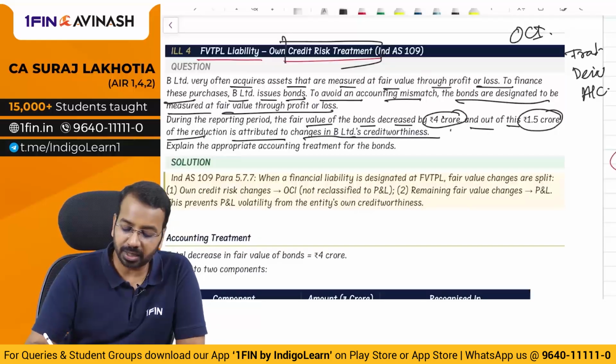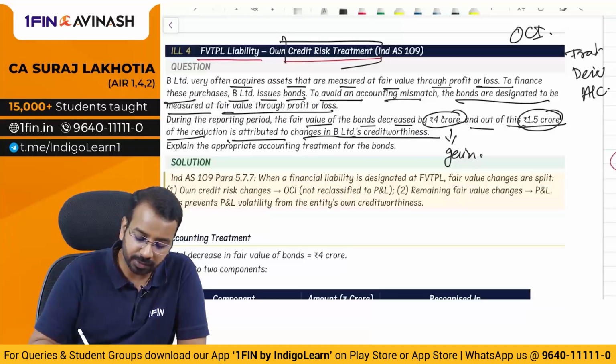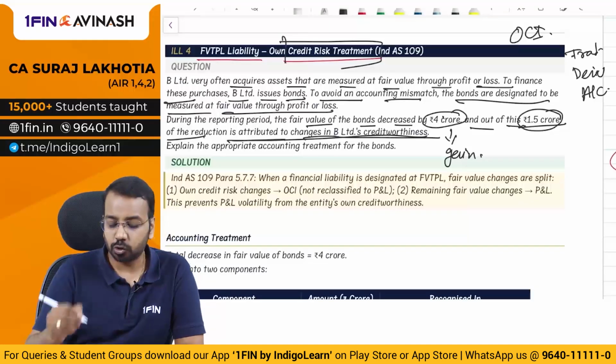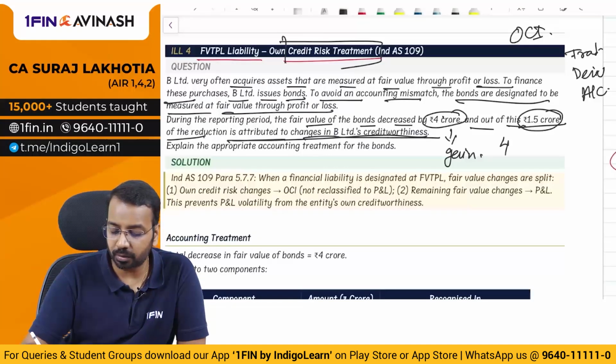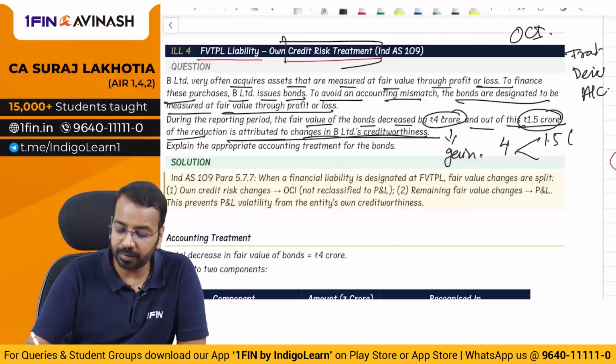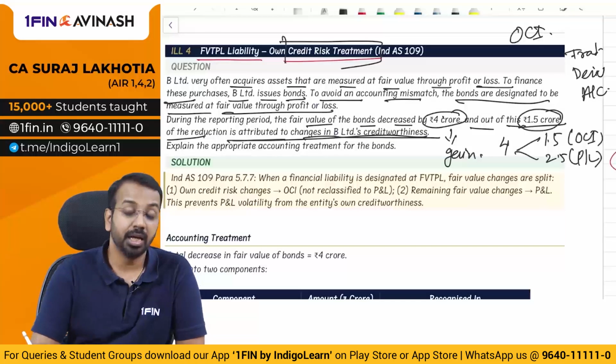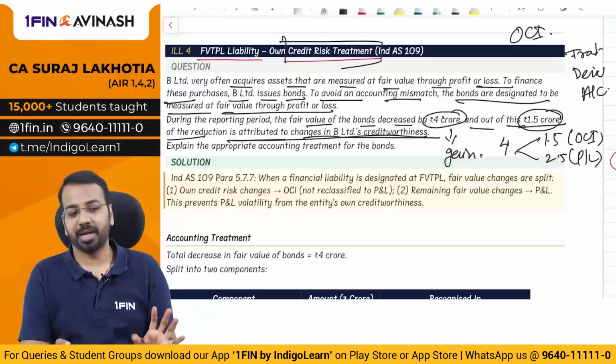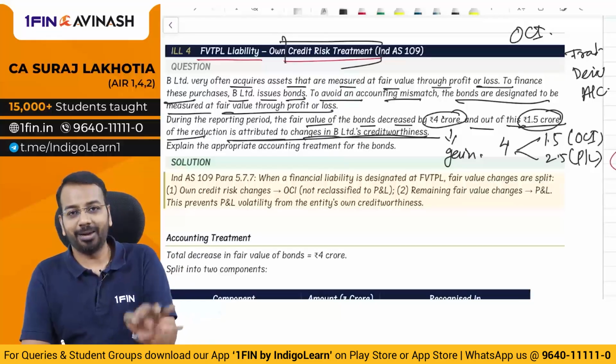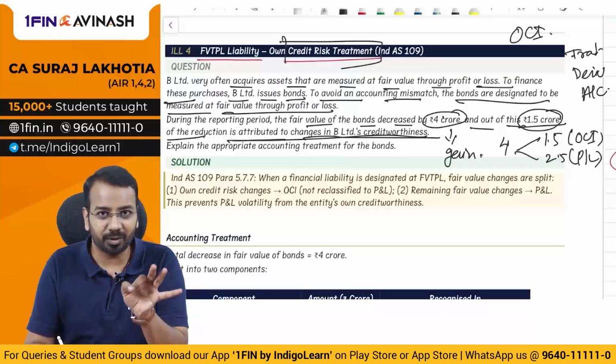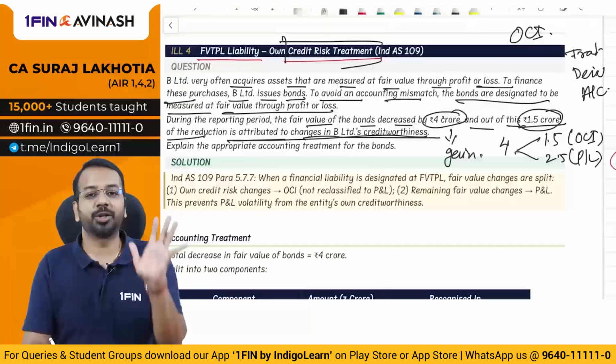During the reporting period, fair value of bonds decreased by 4 crores, and out of this 1.5 crores of the reduction is attributed to changes in B Limited's credit worthiness. So, how much is the value reduction? 4 crores is the gain, out of which 1.5 is due to change in credit worthiness. So, out of this 4 crores, 1.5 you have to take to OCI and the balance 2.5 you have to take to P&L. Sir, what if there is a loss? Same treatment. Any change in fair value because of changes in credit worthiness of the entity, we will take it to OCI.